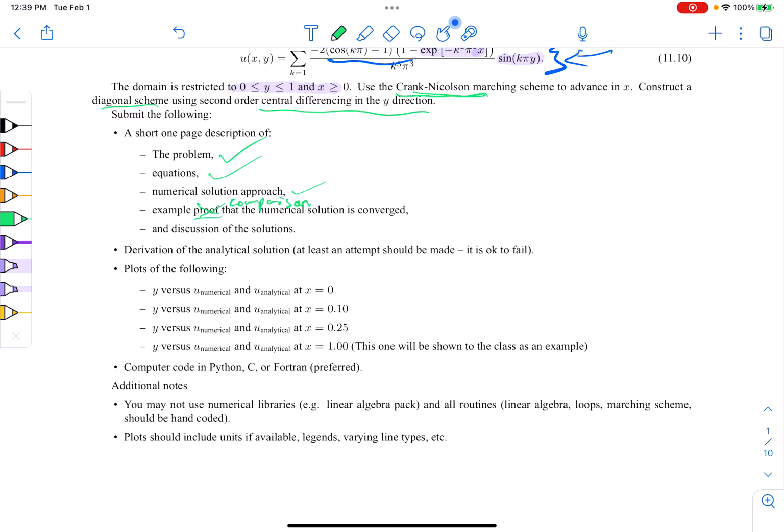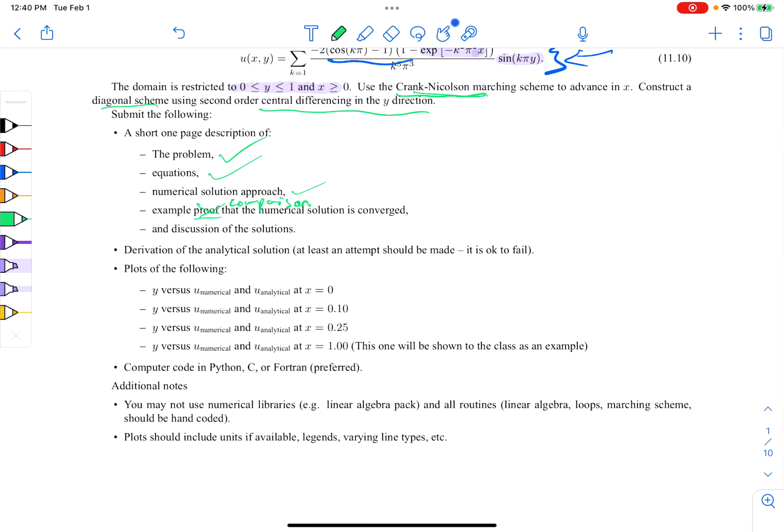So in my initial grid, I might have, I don't know, what do you want? 500 grid points in the y direction, and say 1,000 grid points in the x direction. And now I double the number of grid points in each direction, and I run my solver again, and I would compare the two solutions. The two solutions should be the same. So that means the more grid points I add, the smaller dx dy, I have no change in the solution.